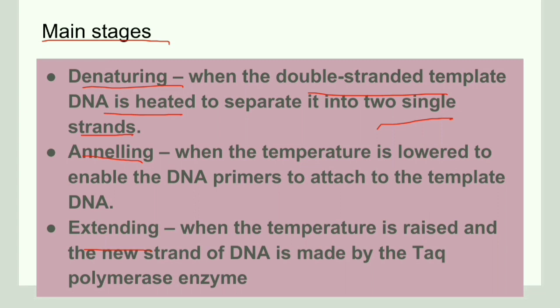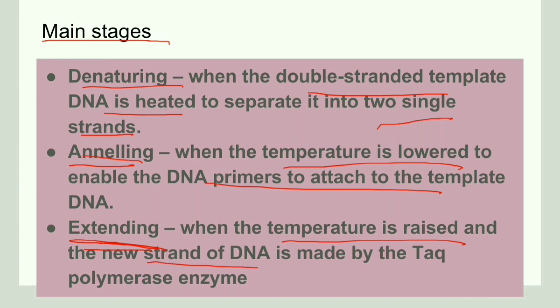So next is annealing. Here the temperature is lowered and the DNA primers are allowed to attach to the template. This stage is annealing. Next is extending. Here the temperature is again raised and a new strand of DNA is obtained. This is done with the help of Taq polymerase.